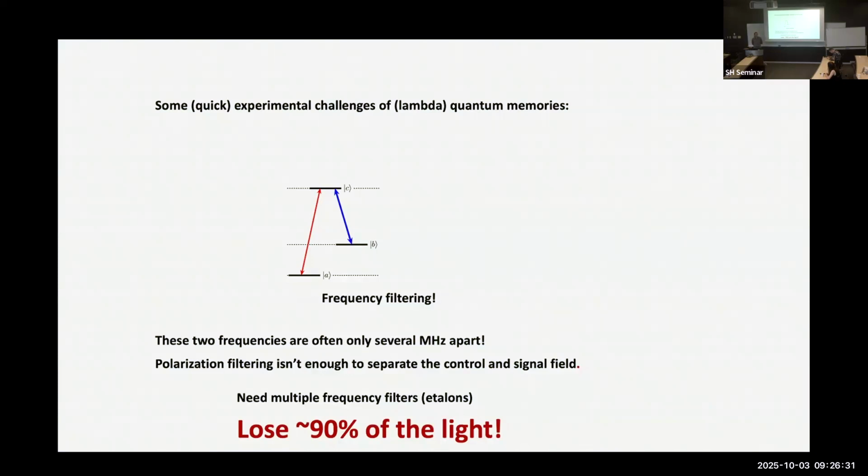Polarization filtering is the first step that can give you some amount of filtering, but since this is a very strong control field and you want to store single photons, you need very, very high degrees of filtering. Because of that, and because these frequencies are so close, you need to use etalons. These etalons are oftentimes very lossy. Because of that, the input-output efficiency of this system, when you take the entire filtering into account, oftentimes you lose 90% of the light in this step.